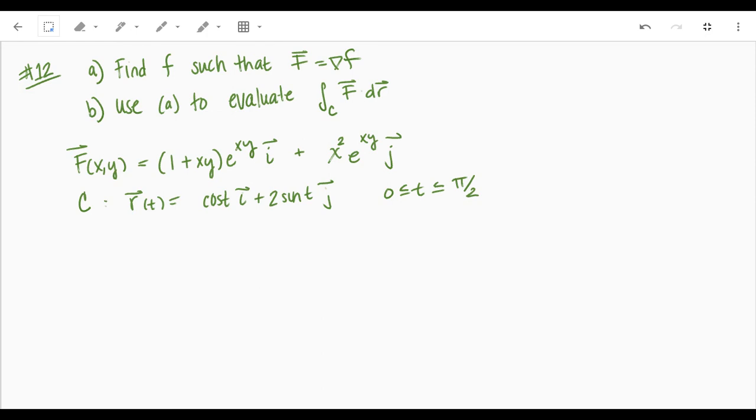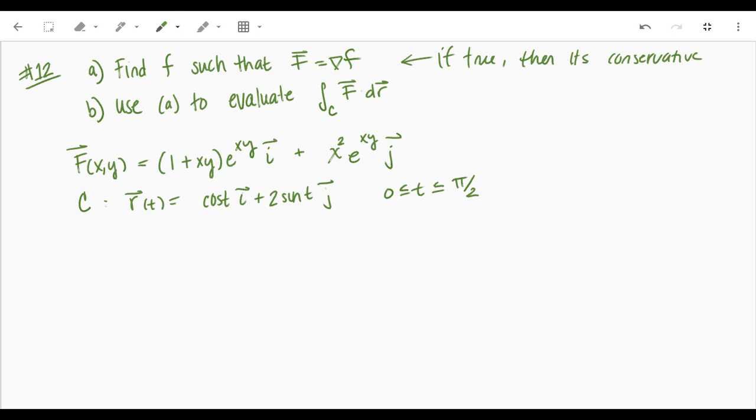So here we go. Your next example is exercise 12. Part A is kind of a repeat of what we just did. We're going to find f such that the vector field F is the gradient of lowercase f. Then we're getting into our second fundamental theorem. Remember, if we can find that, then it's conservative, and that means we can use our second fundamental theorem to actually evaluate that integral. And that's what we're going to do.